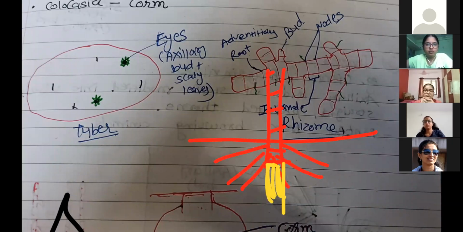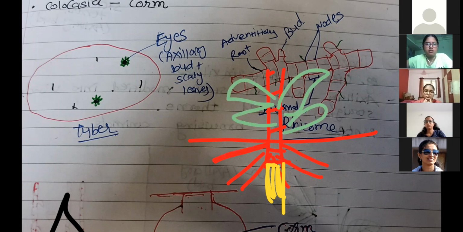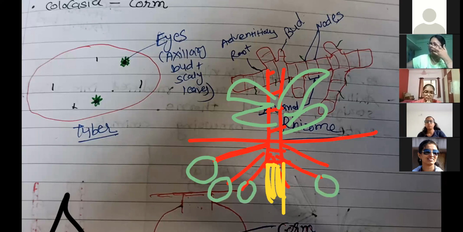Now, underground branches. Whatever extra food is prepared by the leaves, here the leaves of this potato plant are present. So whatever extra food is prepared by this potato plant, that food is stored in the tip of these branches, the tip of the underground stem branch. Remember, the tip of the underground stem branch becomes swollen. And in common, we call it a potato.